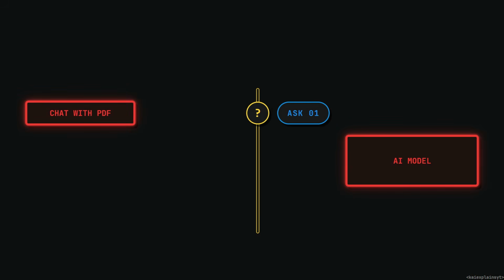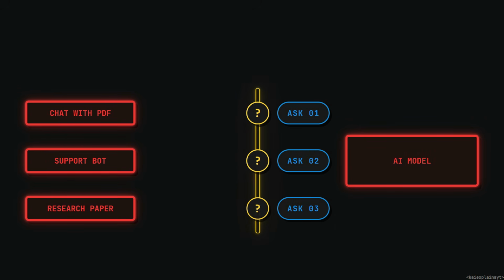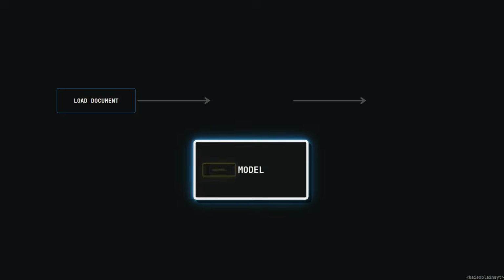So how does every chat with your PDF tool work? How does an AI customer support bot know your company's refund policy? How does an AI assistant answer questions about a research paper it's never seen before? I used to assume these tools had somehow trained the AI on that specific document. That felt like the obvious answer. Load the document in. Model learns. Done. That's not what's happening.